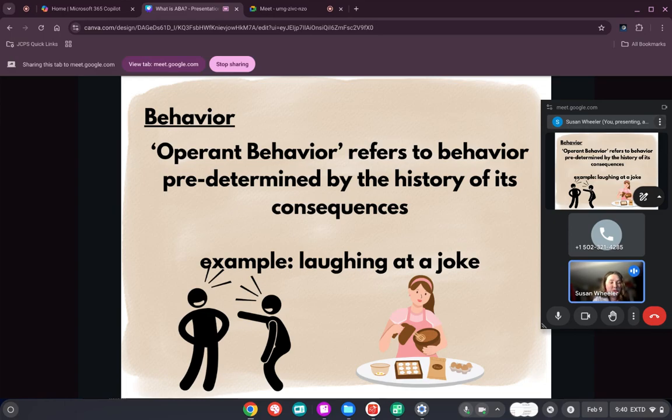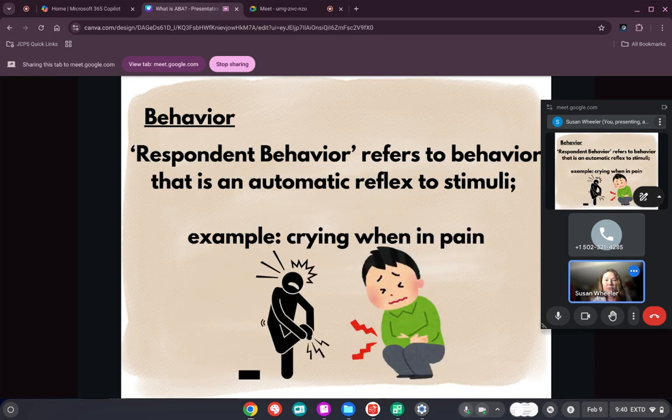There are two terms of behavior that we use. Operant behavior refers to behavior predetermined by the history of its consequences, like laughing at a joke. You laugh at a joke because of its history of something being funny, or like baking a pie, you learn how to bake a pie the correct way, and you learn based off of whether it was a good pie or a bad pie. There's also respondent behavior.